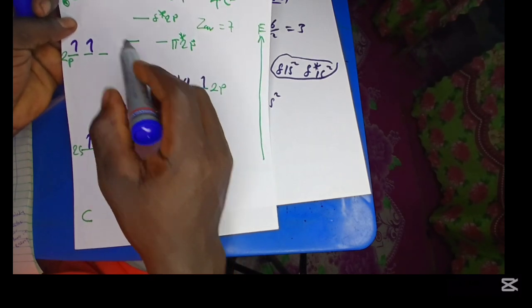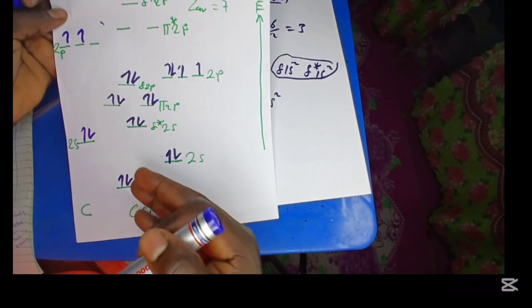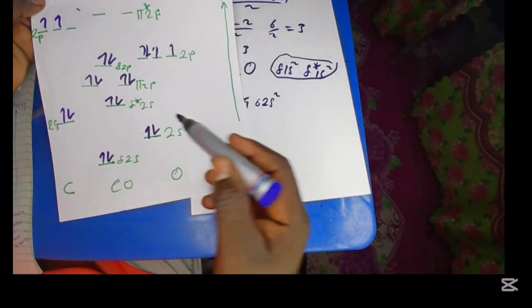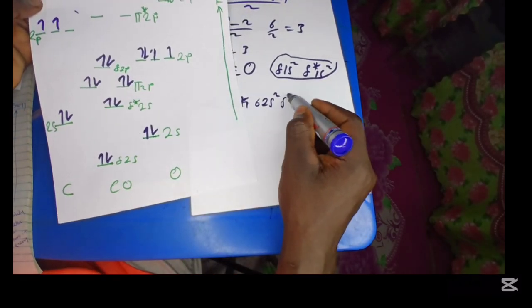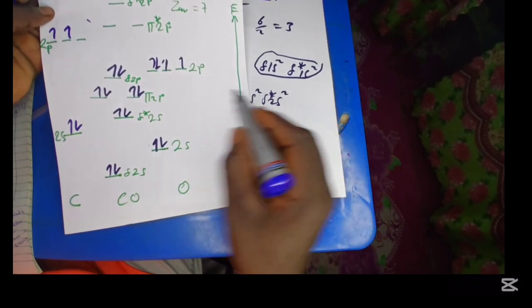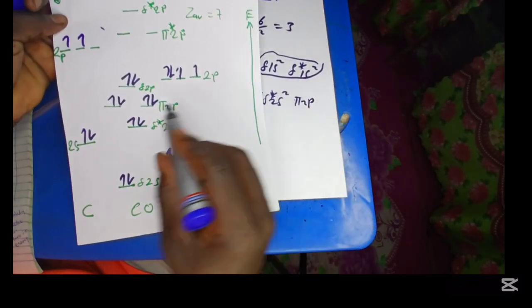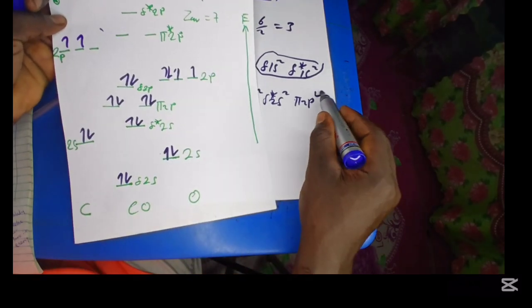For writing the electron configuration, we are taking only the molecular orbitals into consideration. So sigma asterisk 2s, how many electrons do we have there? 2. And then pi 2p, how many electrons do we have there? 1, 2, 3, 4. So 4.